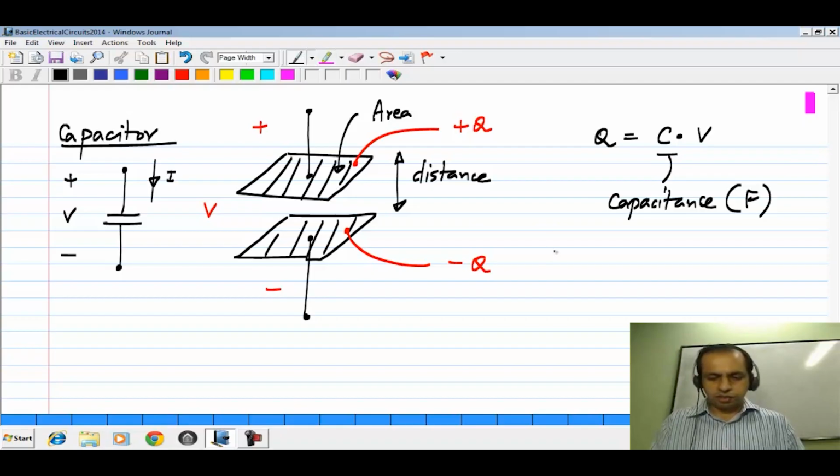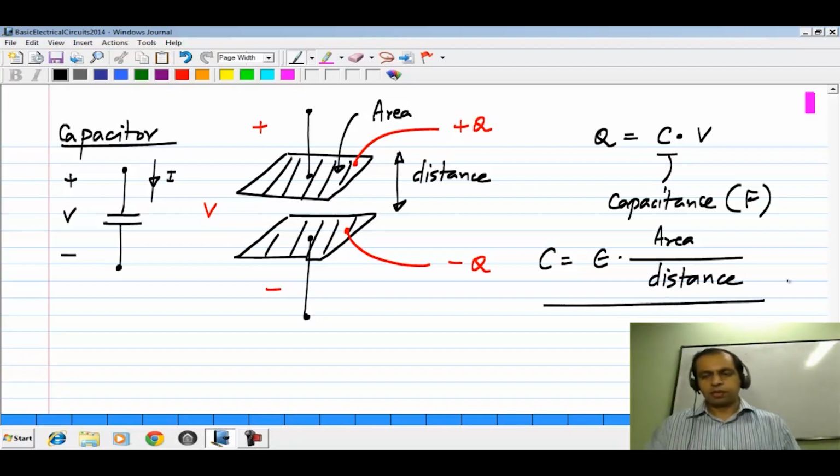And this C itself is given by some permittivity times area divided by the distance. Now, as before, we are not concerned with these details. We are not concerned with what charges there are. We are not concerned with fields inside the capacitor and so on. We only want a relationship between the terminal current and the terminal voltage. That is the voltage between the terminals and the current through the terminals.